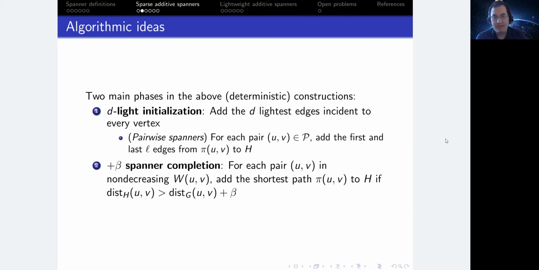So we iterate over each vertex pair in order of increasing maximum weight. And then we'll ask, is this vertex pair currently satisfied? Meaning, does the spanner inequality hold for that vertex pair? If not, then we'll add the shortest path to the spanner. So it's easy to see that after the second phase of this generic construction, we have a valid plus beta spanner, since we will have iterated over each possible vertex pair.